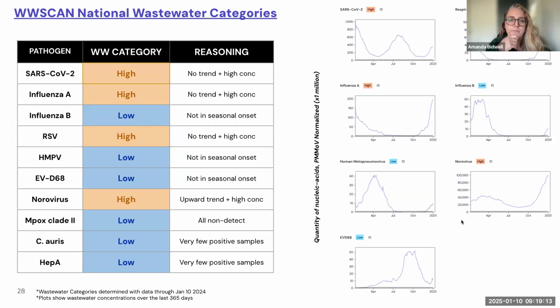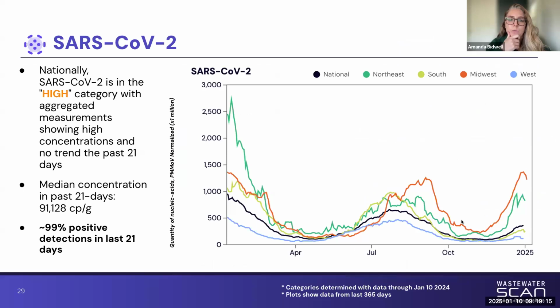Next slide. So here's just a regional overview of where we're at for current SARS-CoV-2 concentrations. The black line is the national average. Then we have Northeast in the green. We have the South in this chartreuse kind of yellow color. The Midwest is in red, and the West is in blue. So we're in the high category currently, and we have a 99% detection rate in all samples.